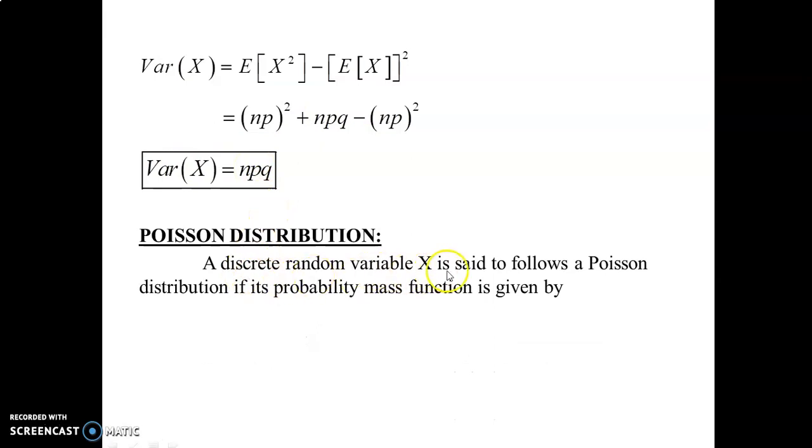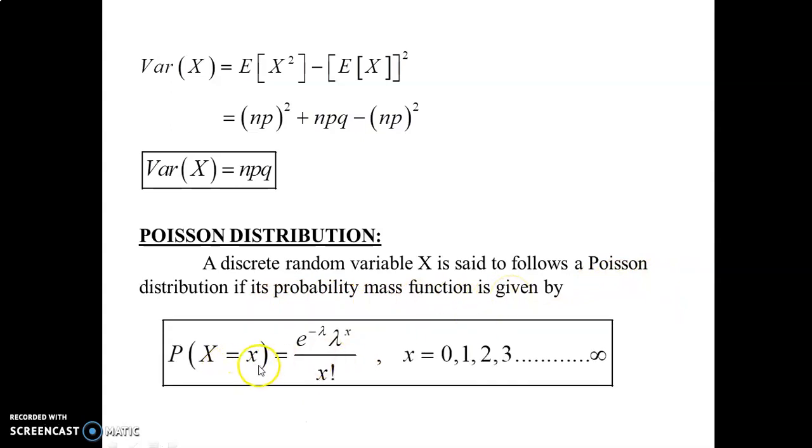Next, Poisson distribution. A discrete random variable x is said to follow a Poisson distribution if its probability mass function is given by p of x is equal to e power minus lambda, lambda power x divided by x factorial. Here x values are 0, 1, 2, 3 up to infinity. These x values are given in the model. The Poisson distribution is a discrete random variable, of discrete type.